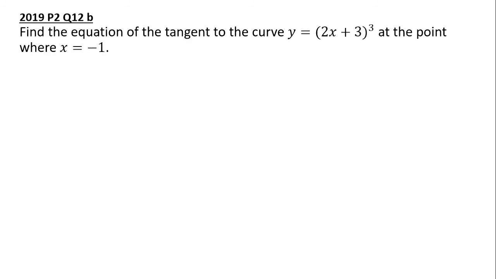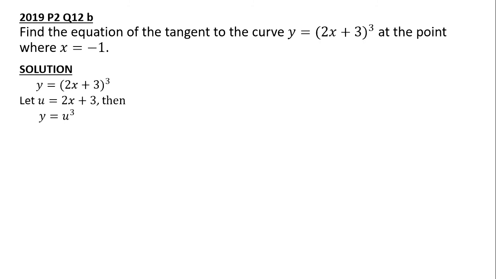2019. Find the equation of the tangent to the curve y equal to, open your bracket, 2x plus 3, close your bracket, to the power 3, at the point where x equal to negative 1. So we are going to say y equal to 2x plus 3 to the power 3, and then we use the chain rule. We are going to say let u equal to 2x plus 3. Then our y will be equal to u to the power 3.